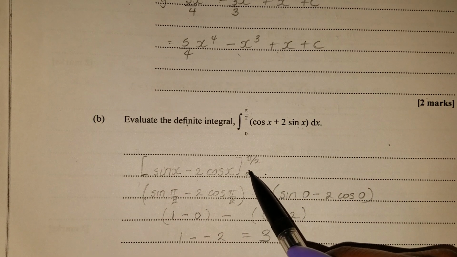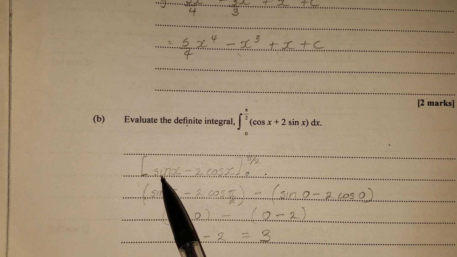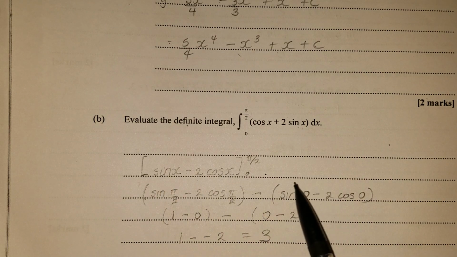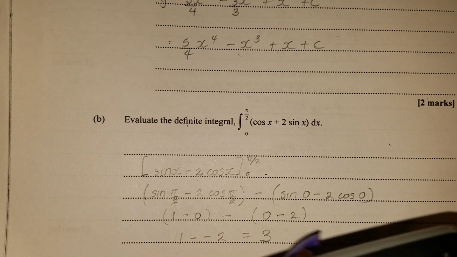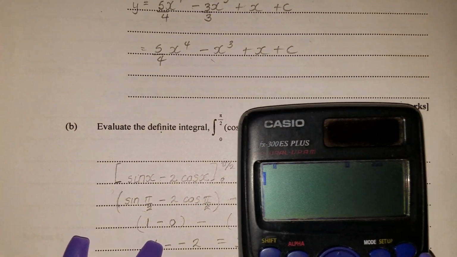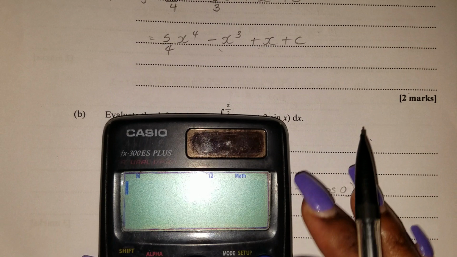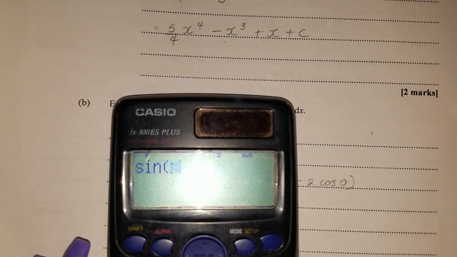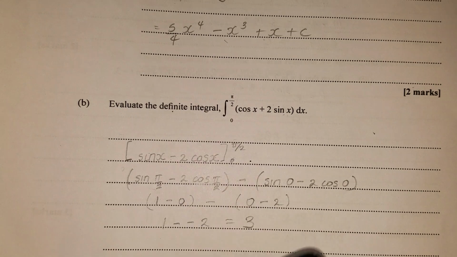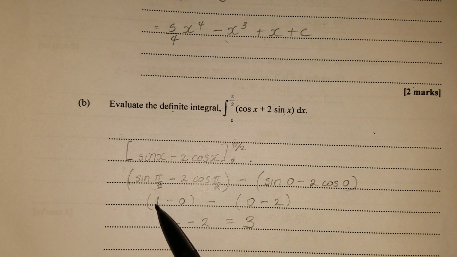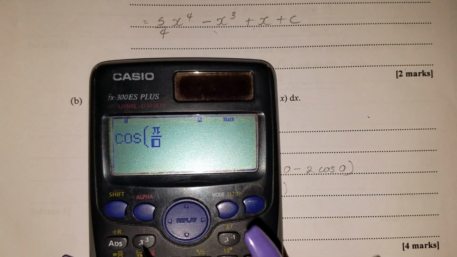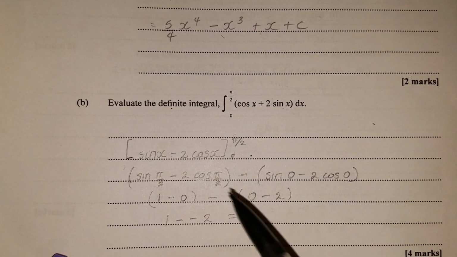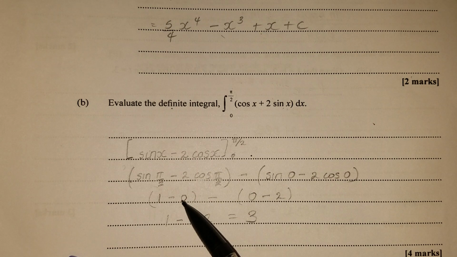And now we're going to plug the lower limit in the second bracket. So we have sin 0 minus 2 cos 0 in this bracket. We will now evaluate. So calculators have to be in radians, and we're going to find the value of sin pi over 2. So sin pi over 2 is a positive 1. So this value will give a positive 1. Find the value of cos pi over 2. Cos pi over 2 is 0. So 2 times 0 gives us 0 right here.